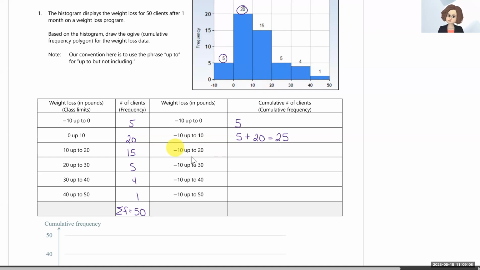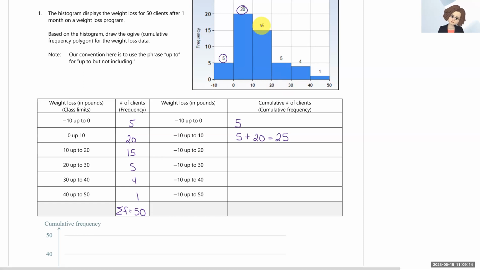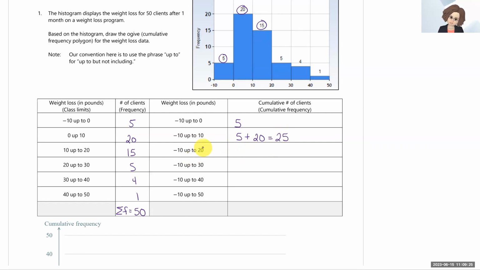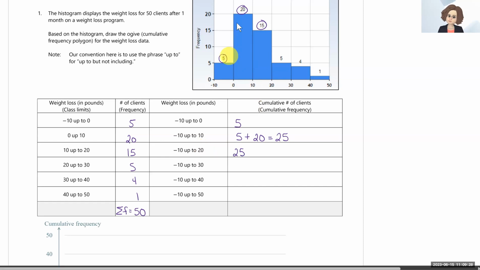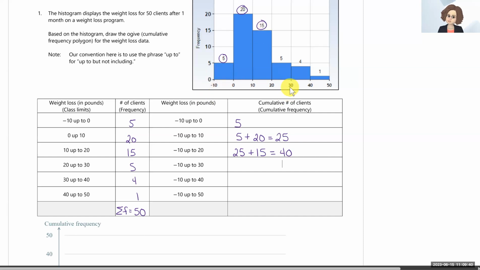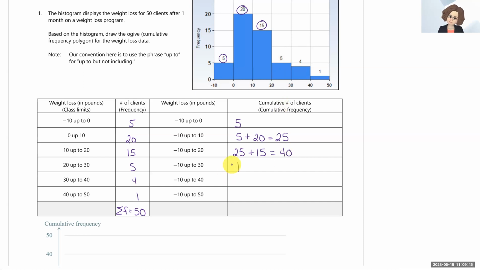All right, so if we went from negative 10 up to 20 pounds, we would now be including the next 15 people. So we would add 5 plus 20 plus another 15. Since I already added the 5 and the 20, I usually just take that number and write that down again. So 25 already, 5 plus 20, and then we add in our next 15 people. So now we're up to 40 people. And then we just keep this up. If I go from negative 10 pounds all the way up to 30 pounds, I'll add in another 5. So we have 40 so far, add in another 5 people, and we're up to 45 people.